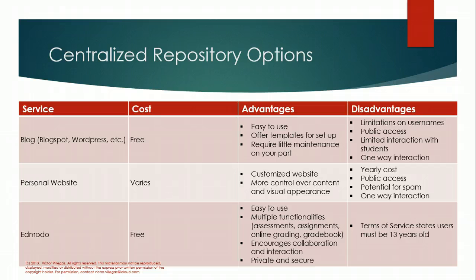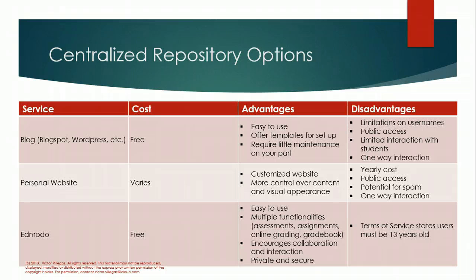The second thing is that a blog is public access. Anyone on the internet can find your blog by doing a search or just stumbling across it. So you'll have to set up limitations on your blog to keep people from making comments that may be spam or may be inappropriate. And because of that, you're going to have limited interaction with your students. Basically, it's going to be you posting things and your students viewing it, but not really being able to respond to what you've posted.